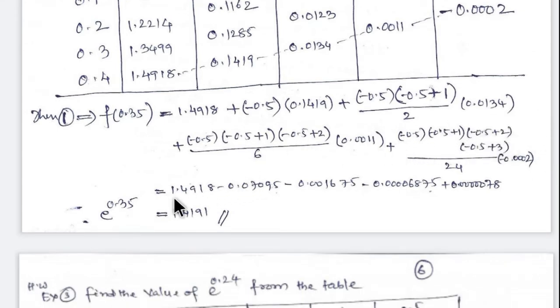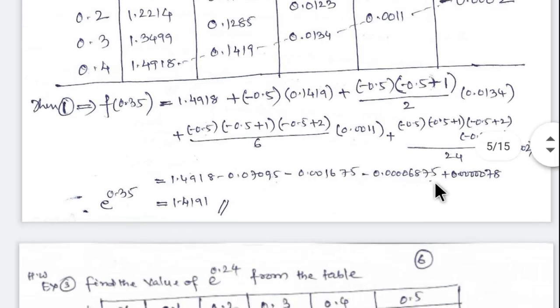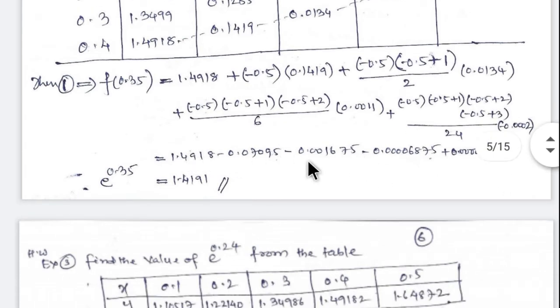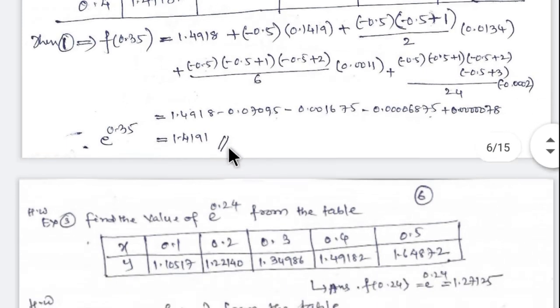You get the first value as it is, 1.4918, minus 0.07095 minus 0.001675 minus 0.00006875 plus the last value 0.0005078. If you add all these, you finally get the value of e raised to 0.35, which is 1.4191. Okay, this question.